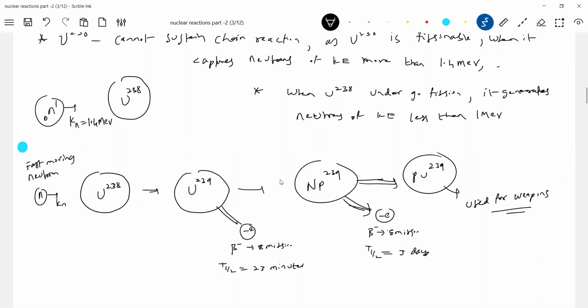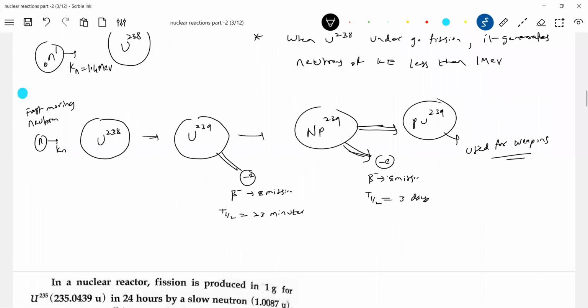What is the price of 1 kg of uranium? Anybody? Uranium ore, what is 1 kg of it? Around 50,000. Very enriched, maybe 1 lakh rupees. It's very cheap, but not available. You don't get that easily.